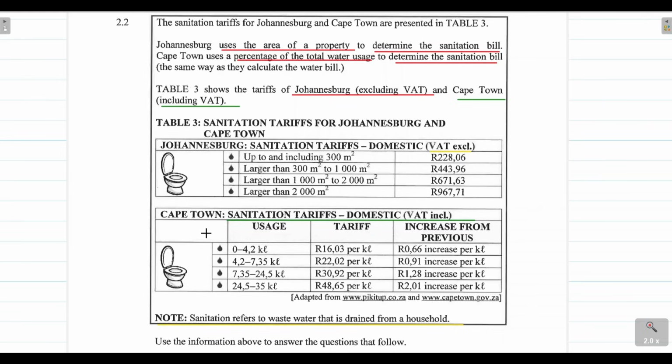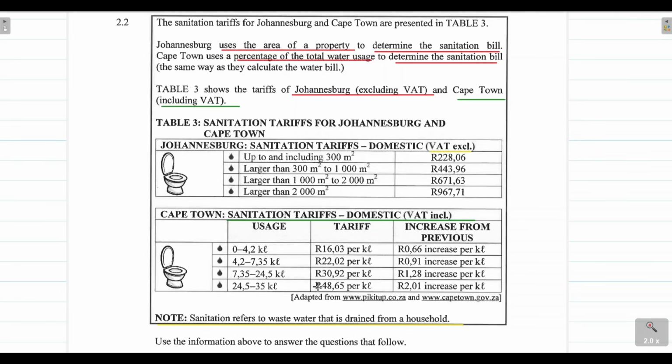Let's see. If you use between 0 to 4.2 kiloliters of water, you pay a tariff of 16 Rand and 03 cents per kiloliter that you use. If you use between 4.2 kiloliters to 7.35 kiloliters, you pay a tariff of 22 Rand and 02 cents per kiloliter, and so on and so forth.